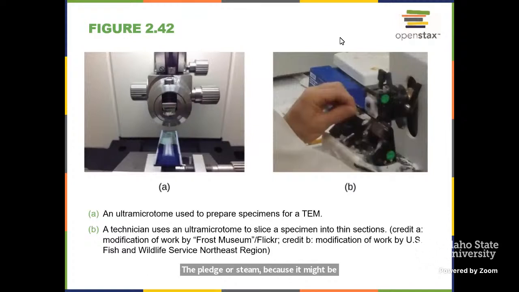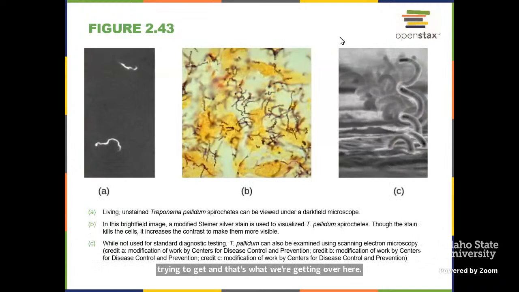So here's an ultramicrotome. I told you about the student that was slicing up the bone. This one allows you to shave with a very super sharp blade on here. As you twist it, it gives you these little slivers of whatever it is you're trying to get. And that's what we're getting over here, same sort of an idea to visualize.